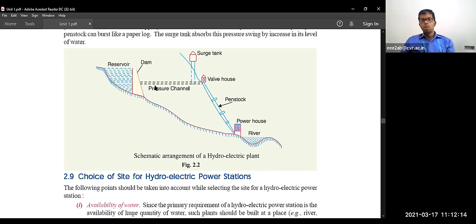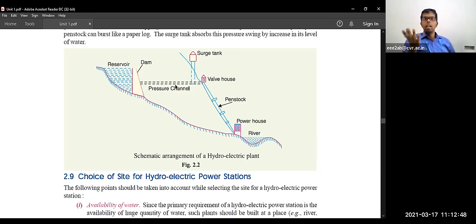For the pressure channel, we are running it for some distance, say for example 1 kilometer or half a kilometer. The penstock means one pipe, at something like a 45-degree angle or 60-degree angle. That is how we construct it. So what is the need of this pressure channel? It is to get more pressure from the water, to extract more pressure from the bottom.